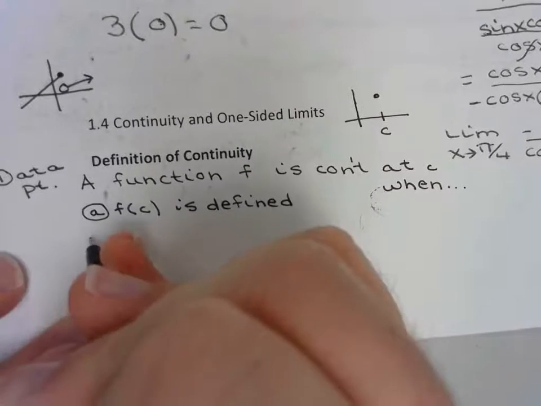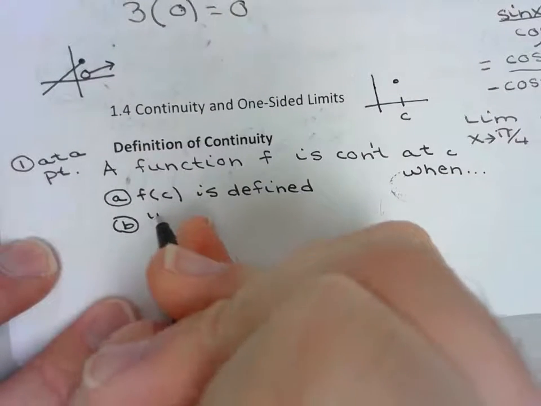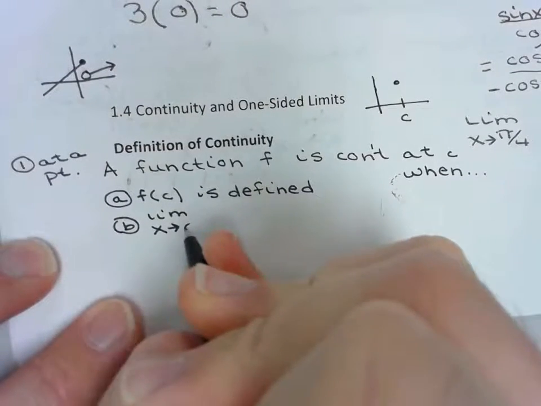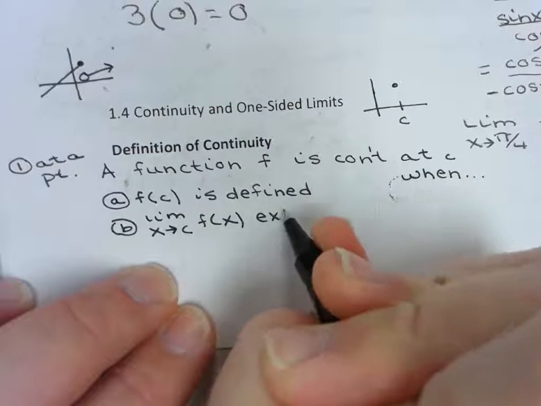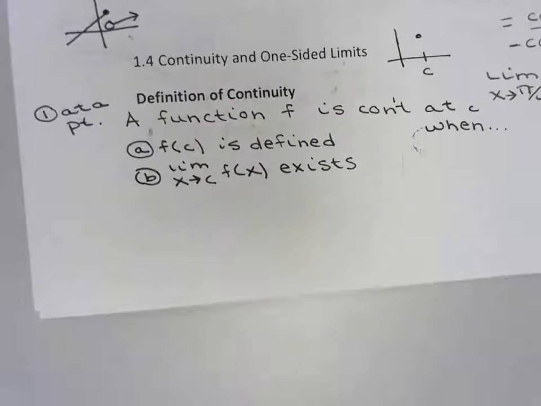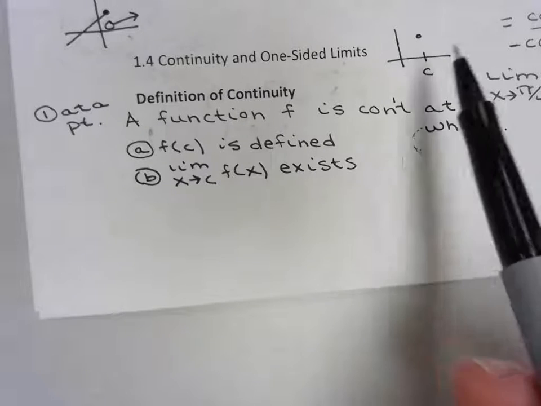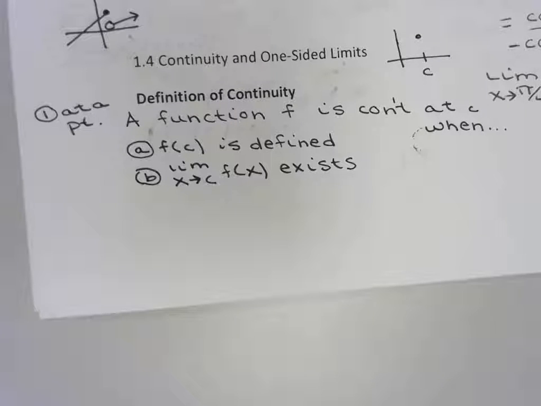Second part is the limit as x goes to c of f of x exists. So let's think about that. That's kind of bringing in what we did Thursday. The limit as x approaches that value, remember we can go back up in here, look at the graph. C is just some x value. So the limit as x approaches c of the function has to exist. So if I think about what we talked about Thursday, for a limit to exist, what do I know has to happen?